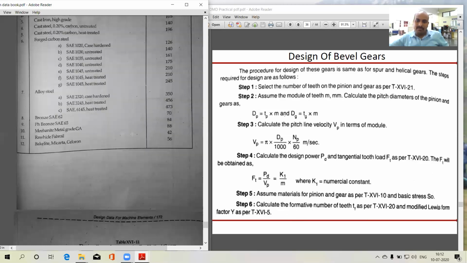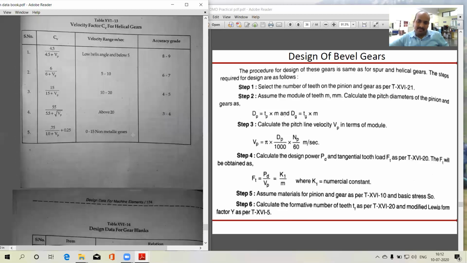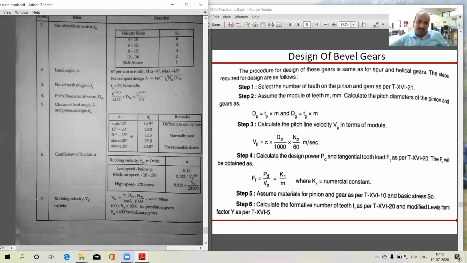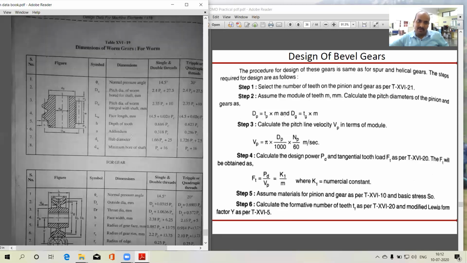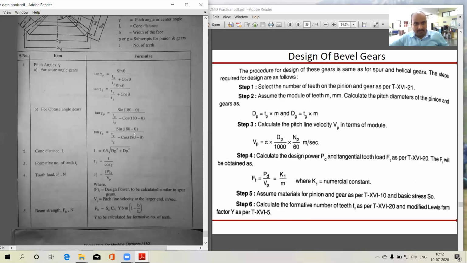Now calculate the formative number of teeth TF from table XVI 20. Now, what is the formative number of teeth? These terms we already learned about in our theory classes. Now, to calculate the formative number of teeth, you should have the pitch angle. You already calculated it before the start of the design steps. Now, the formative number of teeth can be determined using this formula on the left side of your screen: TF equals T upon cos phi.